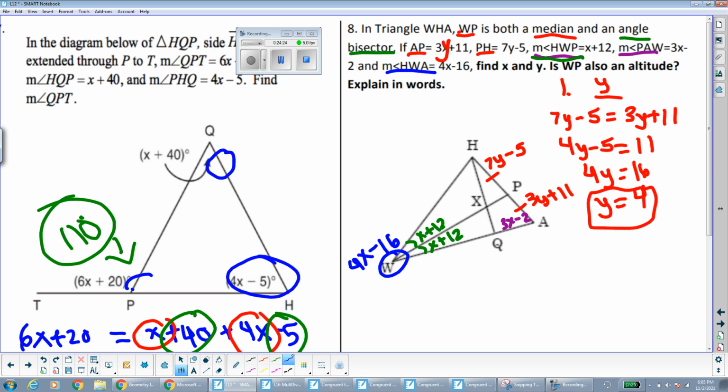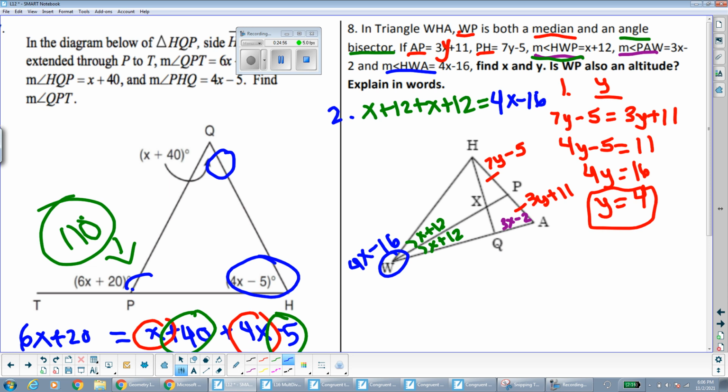Okay, let me find my x value over here. I know that the angles use x, and I know the 2 parts of angle W are x plus 12, and I know the whole thing is 4x minus 16. I'm going to set up an equation that says the 2 parts of angle W added together, so x plus 12 plus x plus 12. If we add the 2 parts of angle W together, we get the whole entire angle W, which is 4x minus 16.